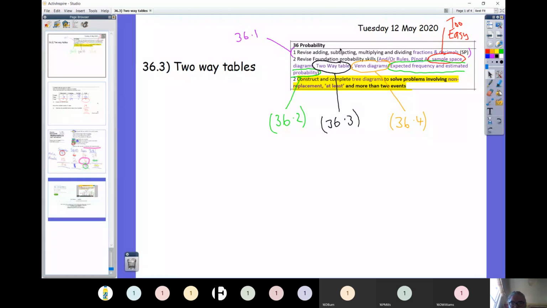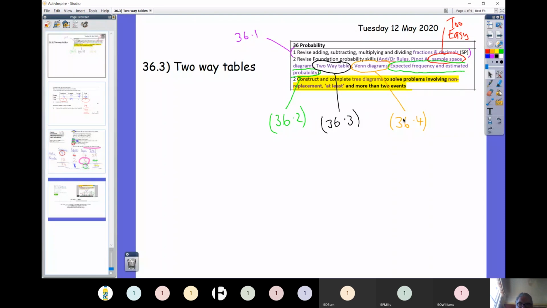So probability kicked off with us revising fractions, because we're going to be using those when we come on to doing the probability trees shortly. And then we're currently going through these topics in this second bit here. Sample space is just too easy, so I've left that. Then we did expected frequency and estimated probability, which was our 36.2. Today we're going to do two-way tables, 36.3. And our next lesson, we're going to do Venn diagrams, 36.4.